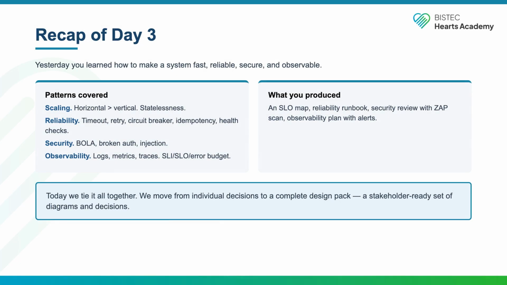Yesterday, the toughest day. You learned scaling, reliability patterns, the OWASP Big 3, and observability. You produced an SLO map, a reliability runbook, a security review, and an observability plan. Today, we tie it all together. We move from individual decisions to a complete design pack, a stakeholder-ready set of diagrams and decisions.